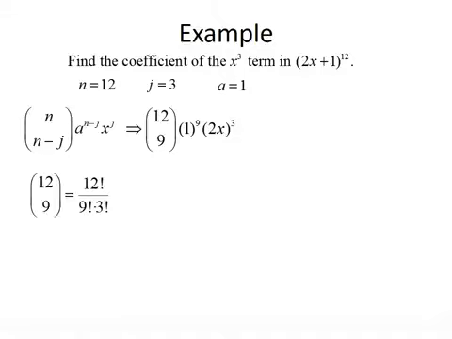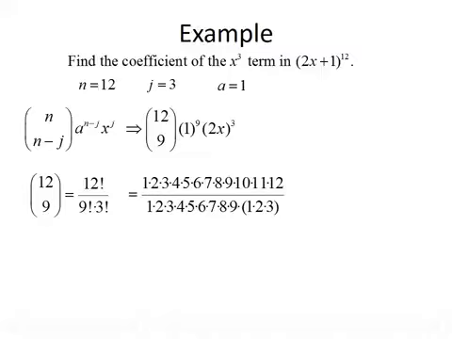First thing we want to do is identify what 12 choose 9 is. So we have 12 factorial over 9 factorial times 3 factorial. That'll give us the product of the numbers from 1 to 12 divided by the product of the numbers 1 through 9 times 1 times 2 times 3. The product of the numbers 1 through 9 cancel out from both the numerator and denominator, leaving us 10 times 11 times 12 over 1 times 2 times 3. If we simplify that multiplication, we'll get 1,320 divided by 6, which is going to be 220.